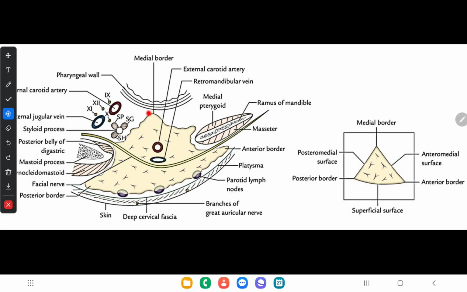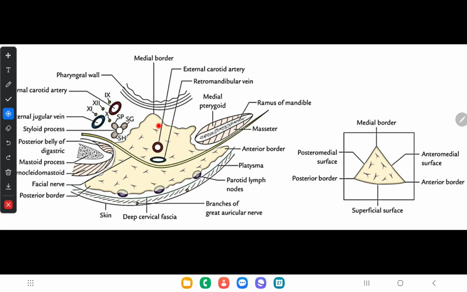Here is the medial border. This medial border of the gland may project medially so much that it touches the lateral wall of the oropharynx. This you can see, this is the pharyngeal wall. So it touches the oropharynx, the lateral wall of the oropharynx. Hence the medial border is also known as the pharyngeal border as well.